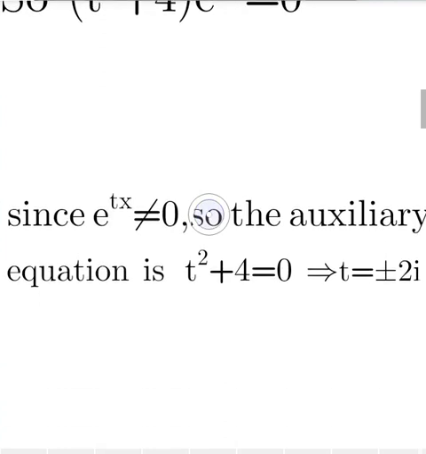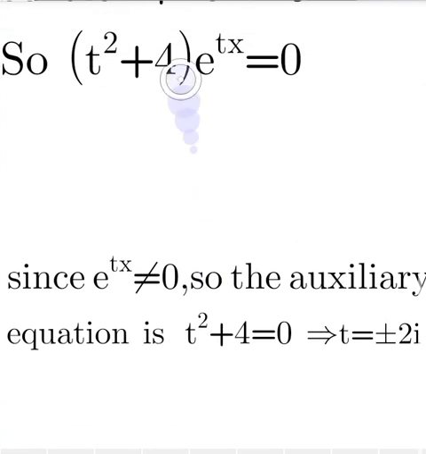However, as you see, this exponential tx can't be equal to 0 for any real value. So the auxiliary equation is this one only: t squared plus 4 is equal to 0. By solving it, you find t is equal to plus or minus 2i.